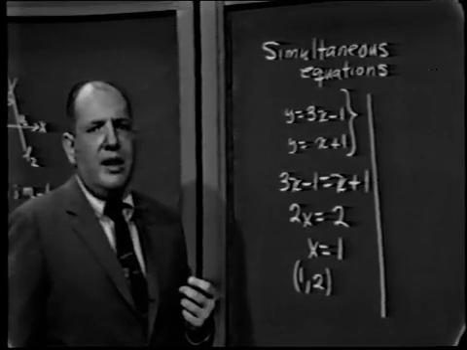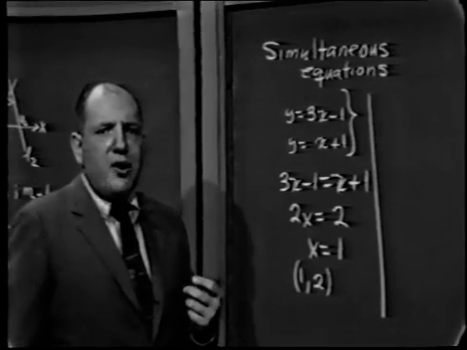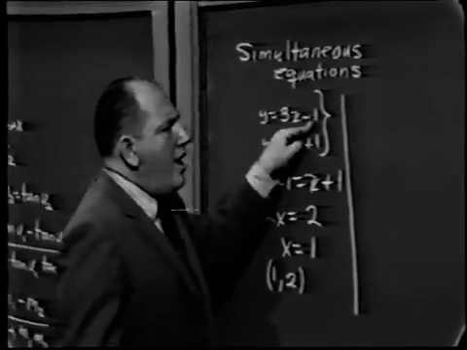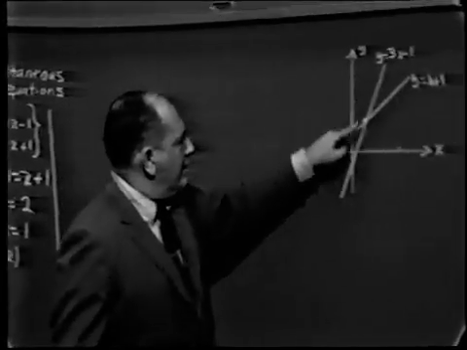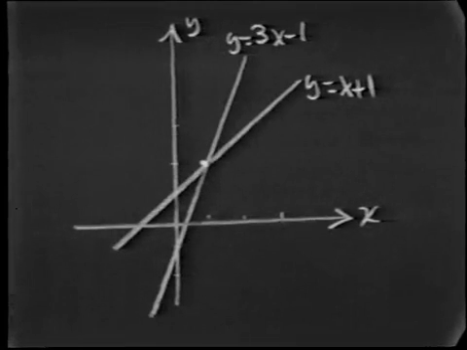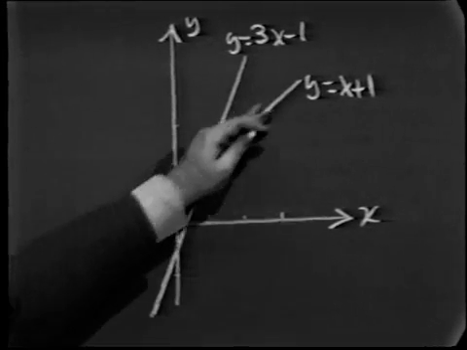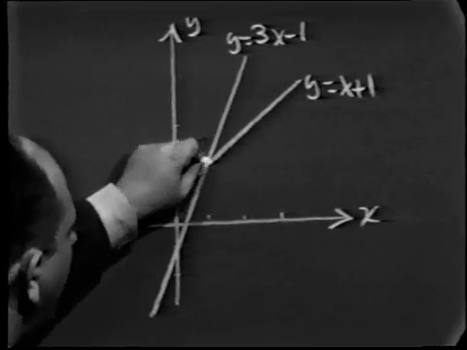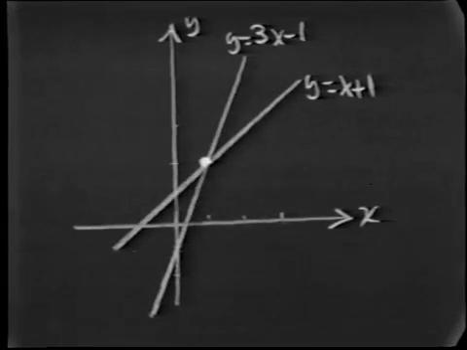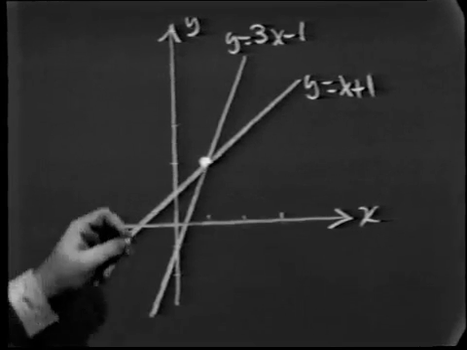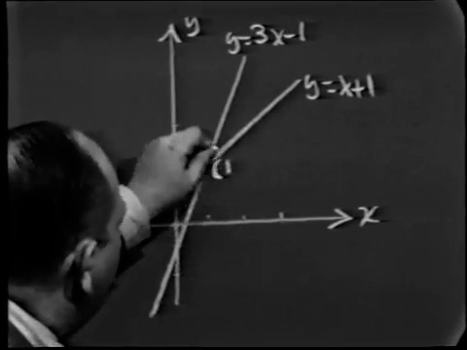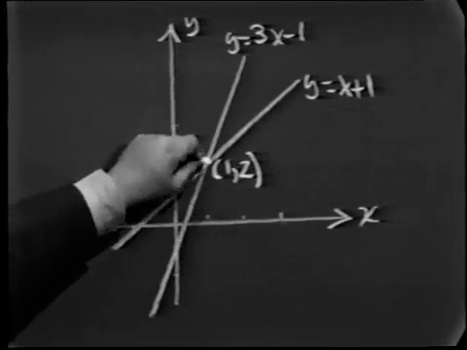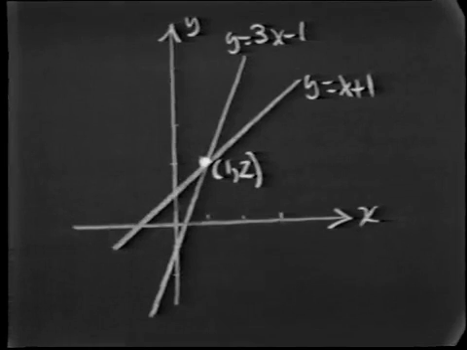On the other hand, if I want to think of this thing pictorially, notice that y equals 3x minus 1 is the equation of a particular straight line. And y equals x plus 1 is also the equation of a line. Notice that since these two lines are not parallel, they intersect at one particular point. And the geometric problem that I solved on the previous board turns out to be that the point 1 comma 2 is the point that both of these lines have in common.